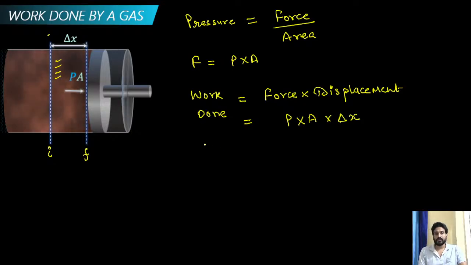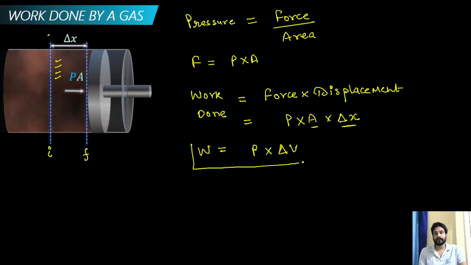Is it clear to you? So what is the work done? Work done is P multiplied by area into delta x. What is area into length? It is my change in volume. Yes or no? And if it is delta x, then it is my delta V. So work done is W equals P delta V. Is it clear to you?